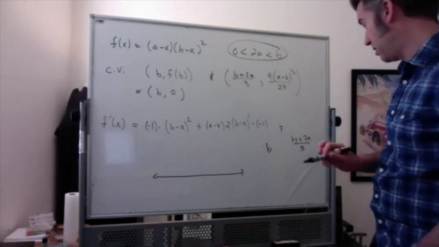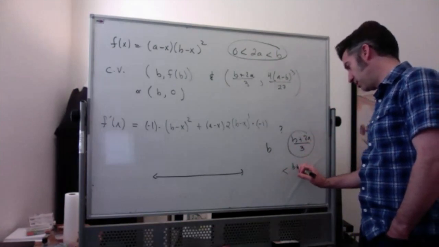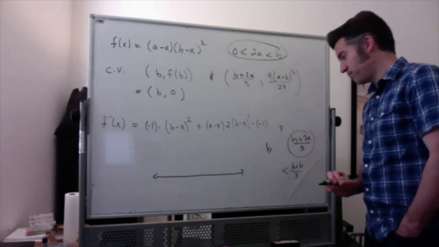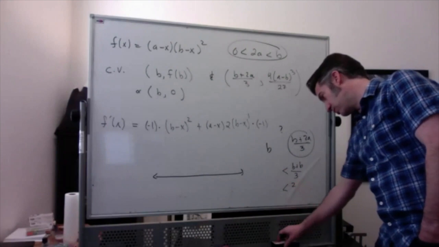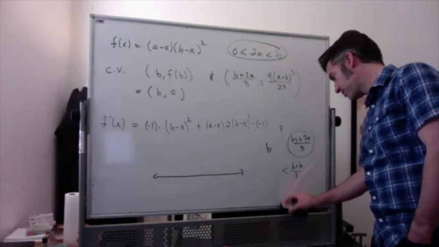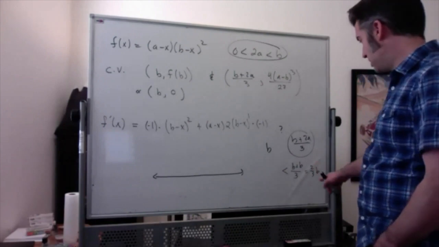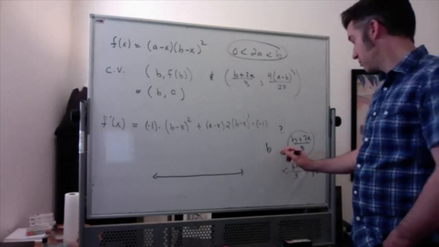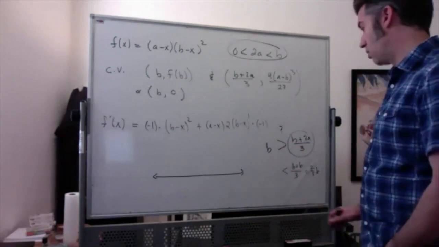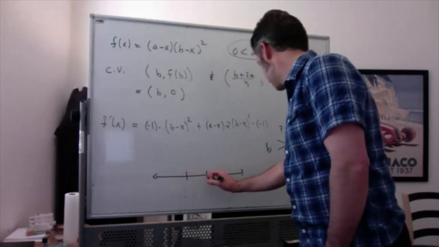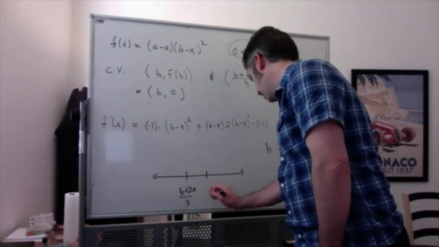So here's what we can say. We can say that this here is definitely less than b plus b over 3, because 2a is less than b, which is equal to 2/3 b. So this is definitely less than b. Interesting. So on our number line here, we've got b plus 2a over 3 and b.